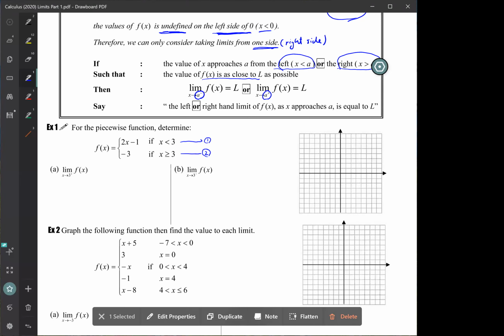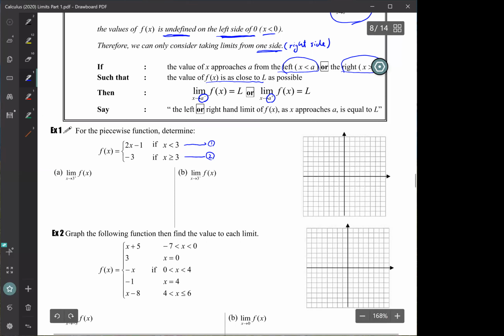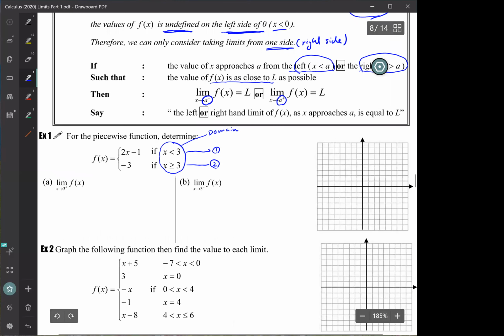For each piece, for example piece 1, I'll draw piece 1. This line is a linear function. It only exists for x less than 3. So this part is called the domain. It's on the left side of 3, because less than 3 means the left side. So 3 is like a stopping place for the line.